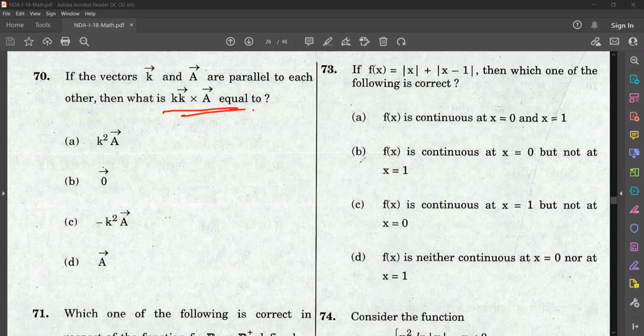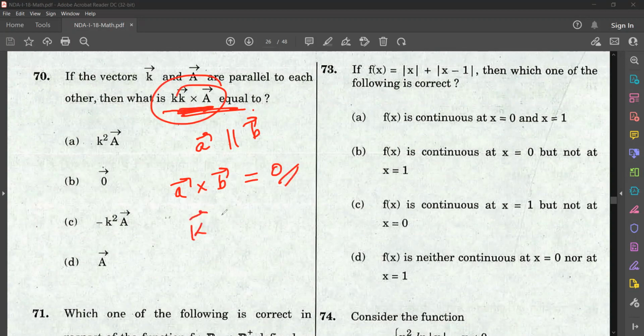Okay. Listen, that is very direct, isn't it? If two vectors A and B are parallel, what is A cross B? A cross B is 0. So here K into K cross A. This K and A are parallel, isn't it? So K cross A obviously is 0.